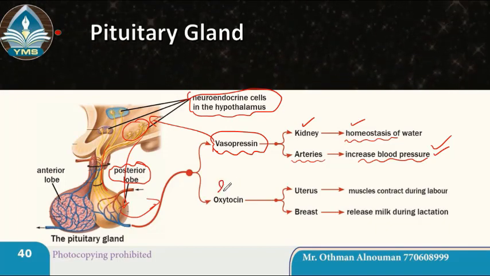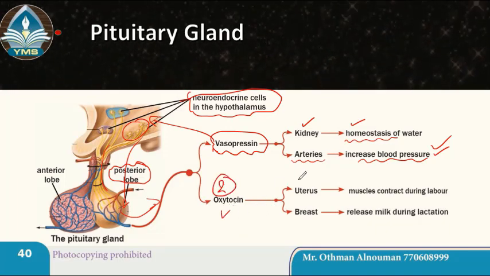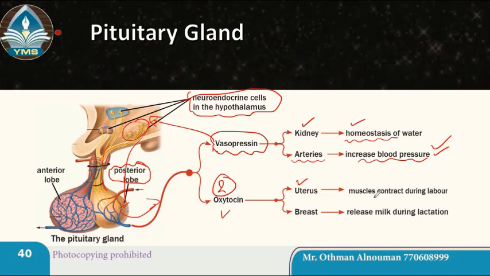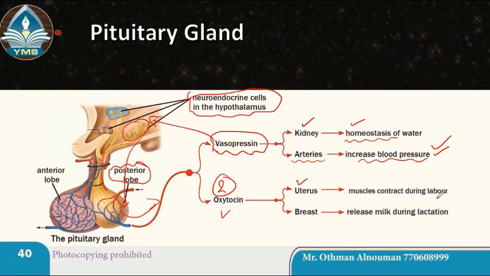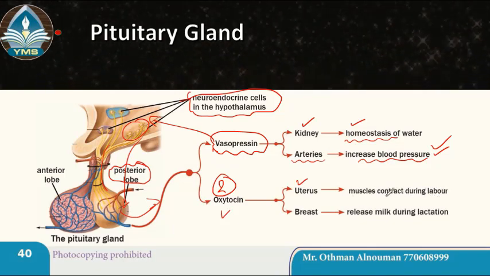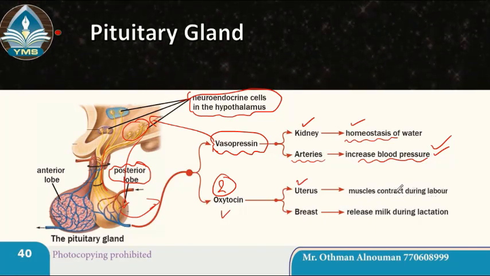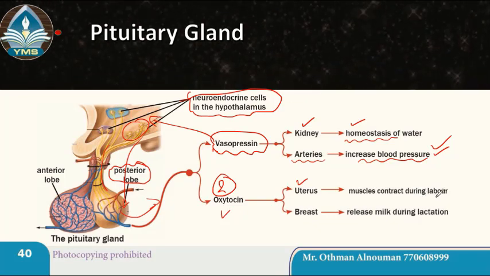Let's go to the second hormone. The second hormone is oxytocin. Oxytocin stimulates the uterus to make the contraction of the muscles of the uterus during difficult labor. So it is used to bring on the throes of labor. Also, it can be used as medicine in difficult labor to make the throes of labor.